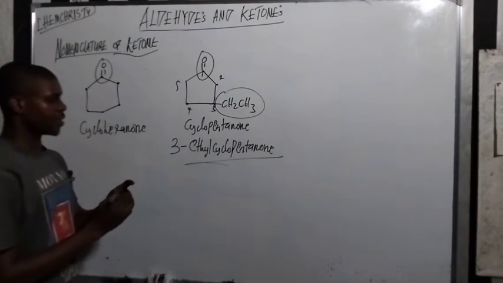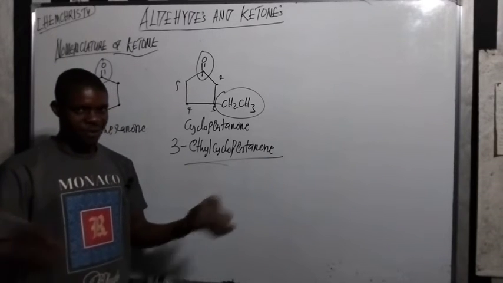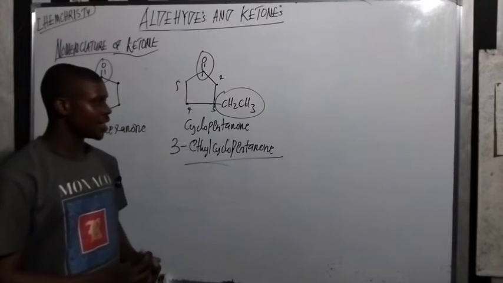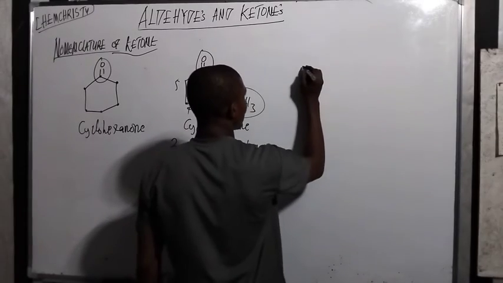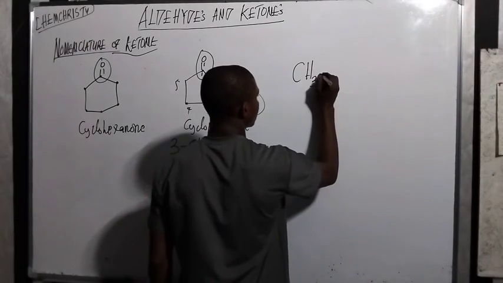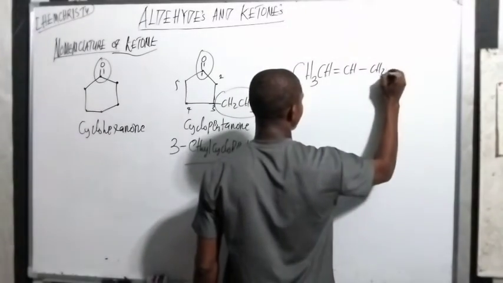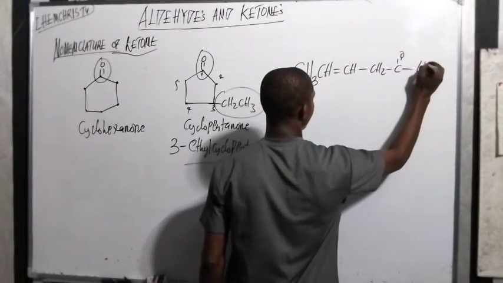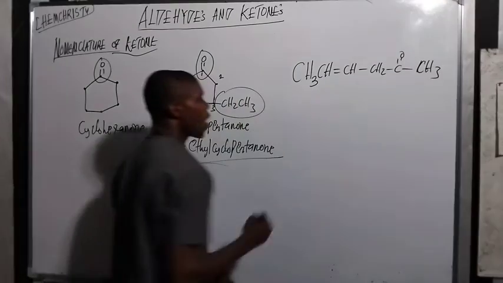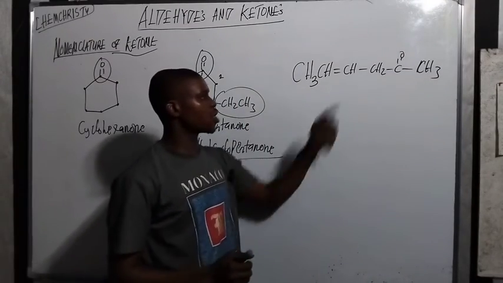That is the name of this compound here. Very important. You can see how easy it is, right? Now, for example, here we have CH3, CH double bond CH, CH2, C, CH3. Now, what about if there's a functional group here?